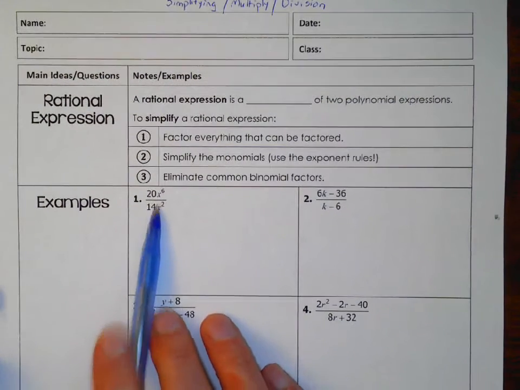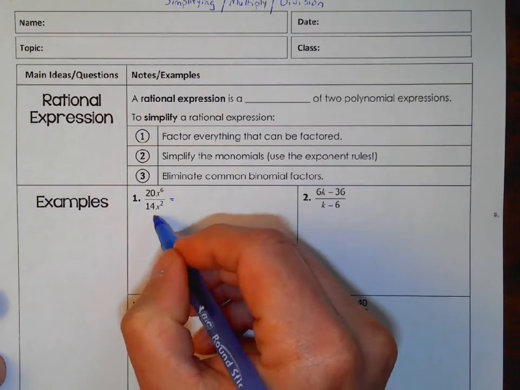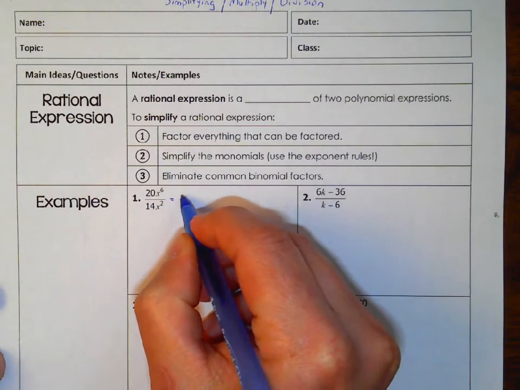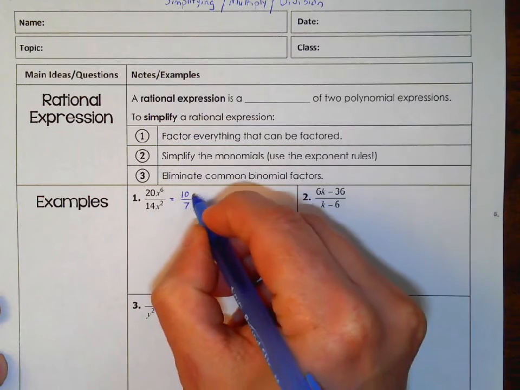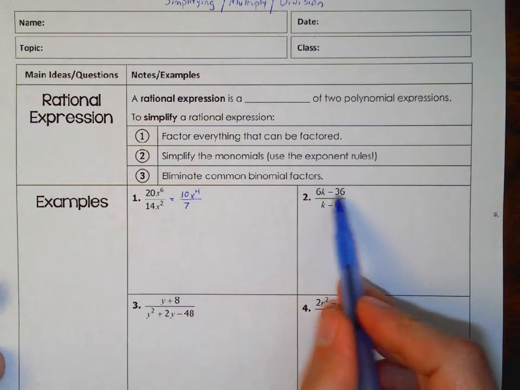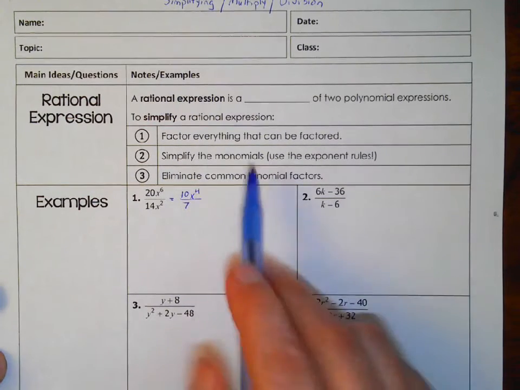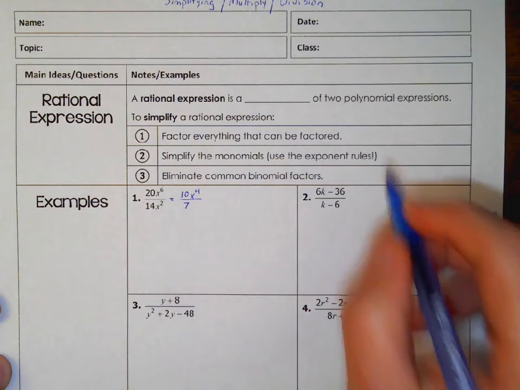So these are pretty simple. You did these back in Algebra 1, you're just going to straight out divide. So 20 over 14, if you divided 2 out of both, would be 10 over 7. And if you divide your x's, you're left with x to the 4th. Okay, now we get to binomials here, and the idea is we want to factor everything that can be factored, and then simplify it from there.